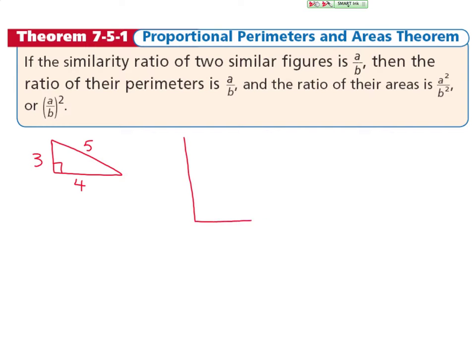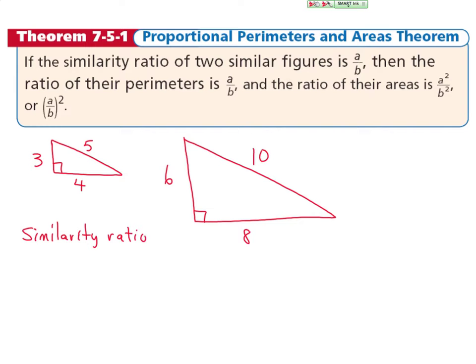So if I double it, how big is it? 6, 8, and 10. So what did I make my similarity ratio? Comparing the sides, we made it 3 to 6, or 4 to 8, or 5 to 10. All of those reduce to 1 to 2. So I'm going to say the similarity ratio is 1 to 2.